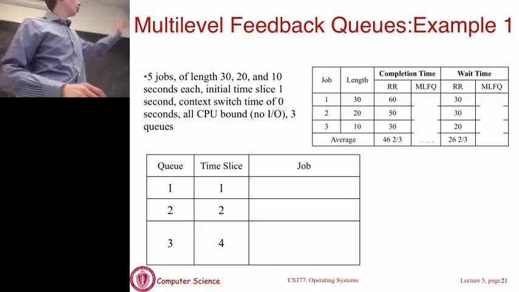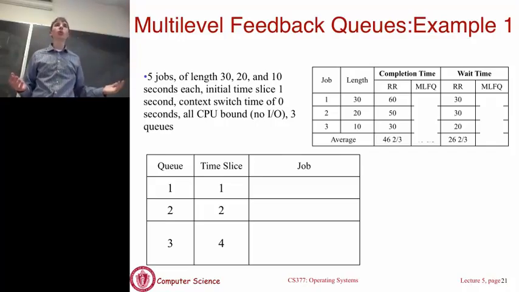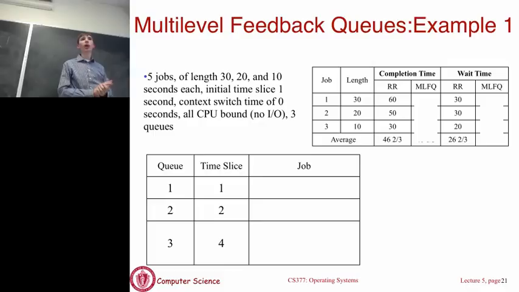So what's the first thing that's going to execute? We have all 3 processes initially in what queue? Right. Initially we have 3 jobs that are all in the priority 1 queue. So for the first second, what are we executing for the first time slice? Job 1. Right. So job 1 executes for the first time slice.